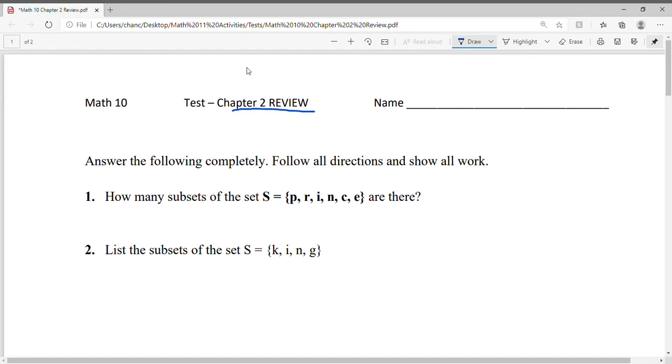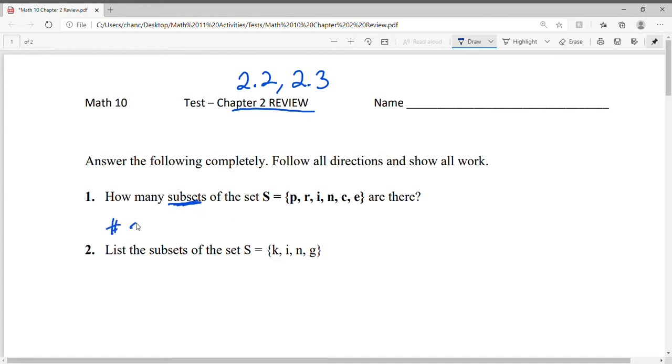Now we are going to look at sections 2.2 and 2.3 for exam 2. For the first question, how many subsets of the set S equals the letters P, R, I, C, and E are there? For this question, we can list all the subsets, but that's going to take a long time. Instead, I'm going to use the formula to tell us the number of subsets.